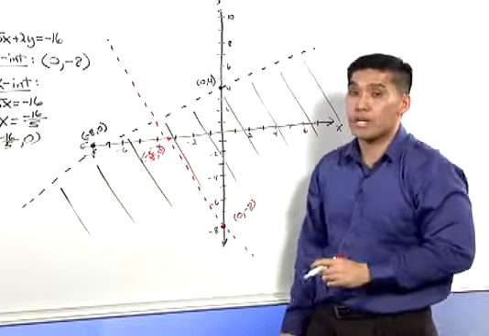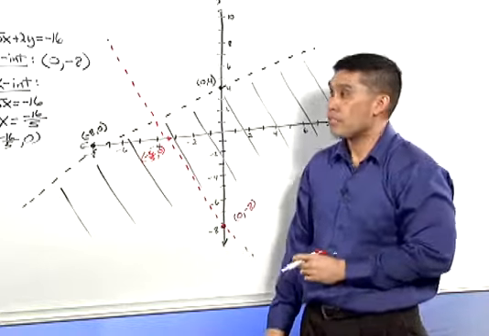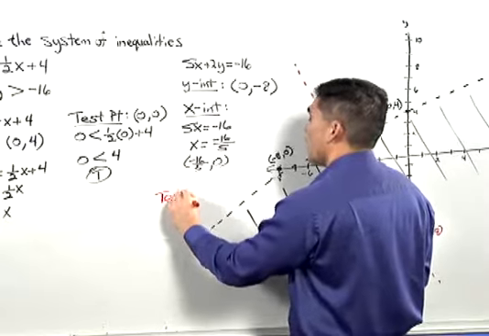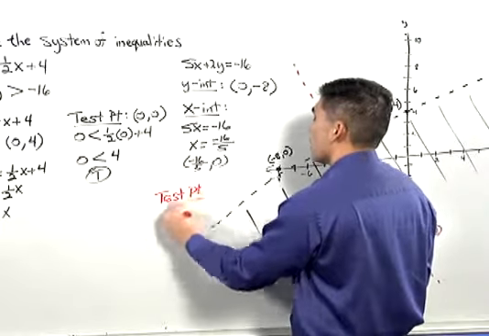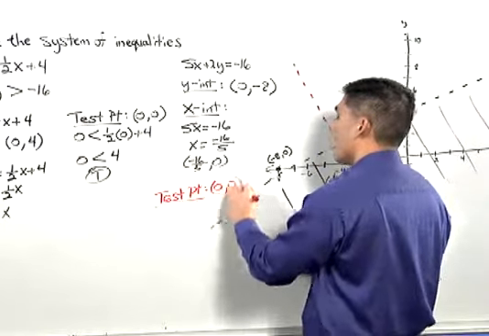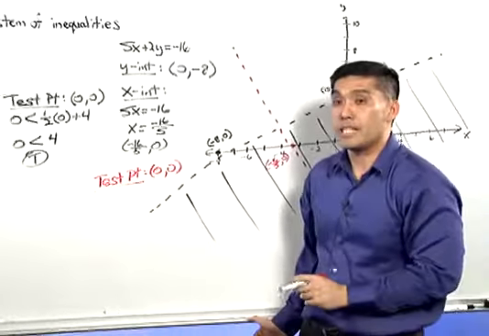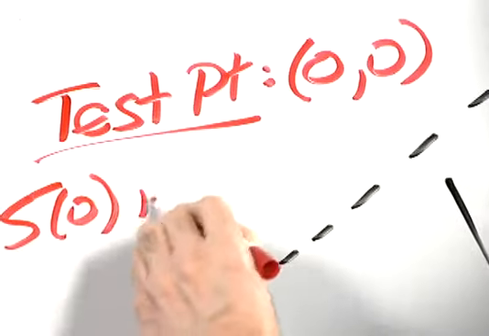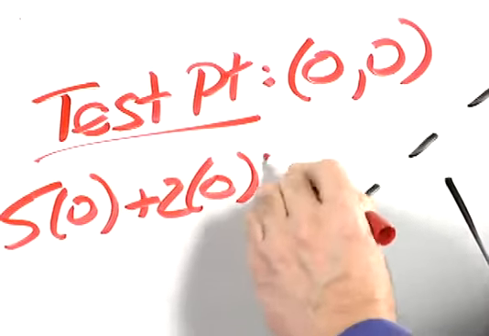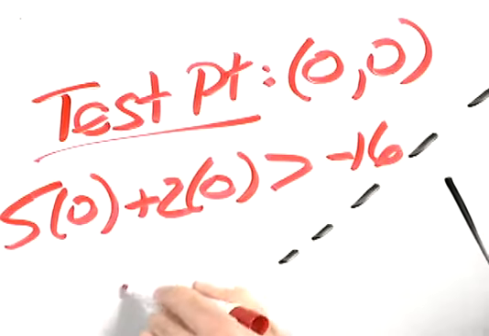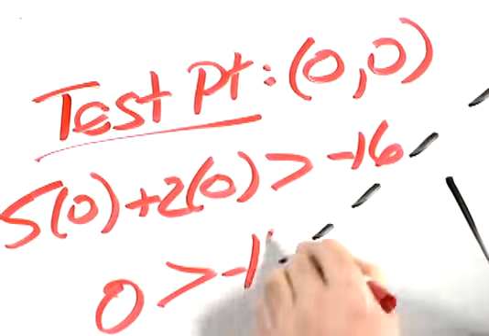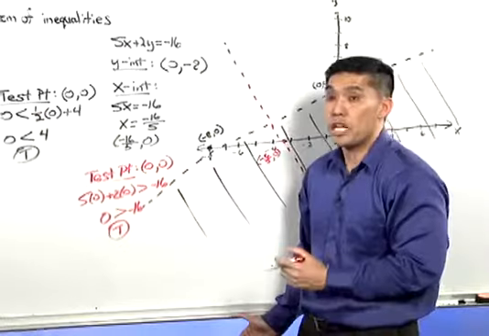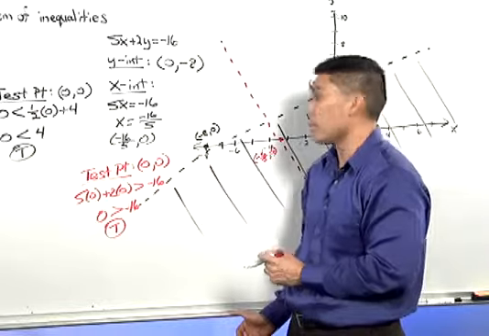and now we must find a test point. To find the test point, we take a point that is not on the line, and again, a good point to choose is 0, 0. Evaluate the second inequality, and we get 5 times 0 plus 2 times 0 is greater than negative 16, which gives us 0 is greater than negative 16, which is also a true statement. Therefore, we must shade on the same side as that point 0, 0.